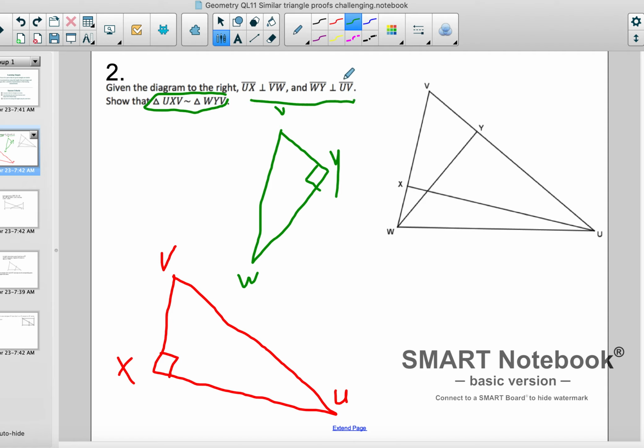They give you these perpendicular lines. Perpendicular lines, you know, form right angles. That's one of the things that you're going to use. You know, all right angles are equal. Boom, you have an angle.